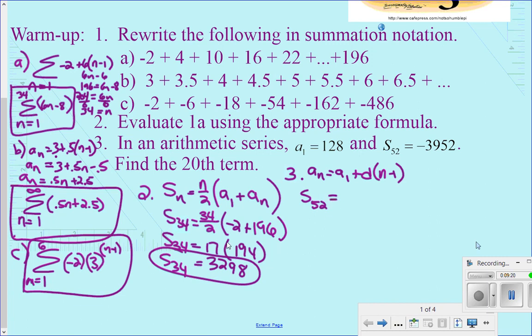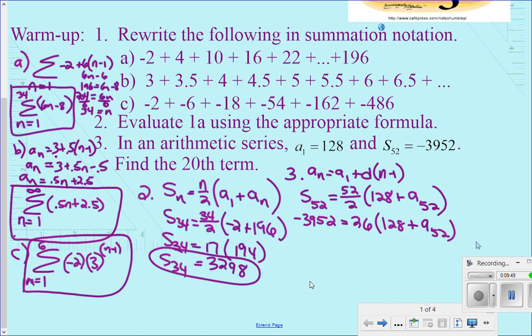So that equals n divided by 2. Well, n is 52. a sub 1 is 128, plus a sub n, that's a sub 52. That I don't know. But I do know S sub 52, so I'm going to next substitute that in. So 52 divided by 2 is 26 times 128 plus a sub 52. So I'm going to now solve this because I have everything I need to figure out what the 52nd term is.